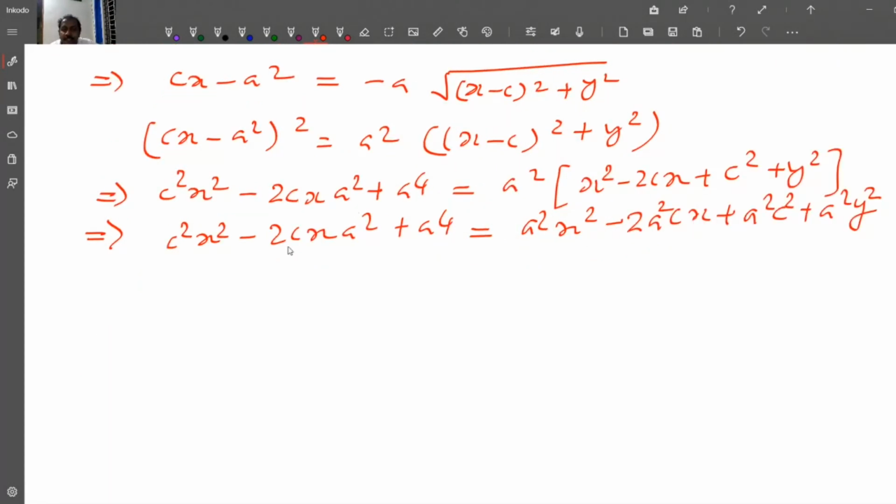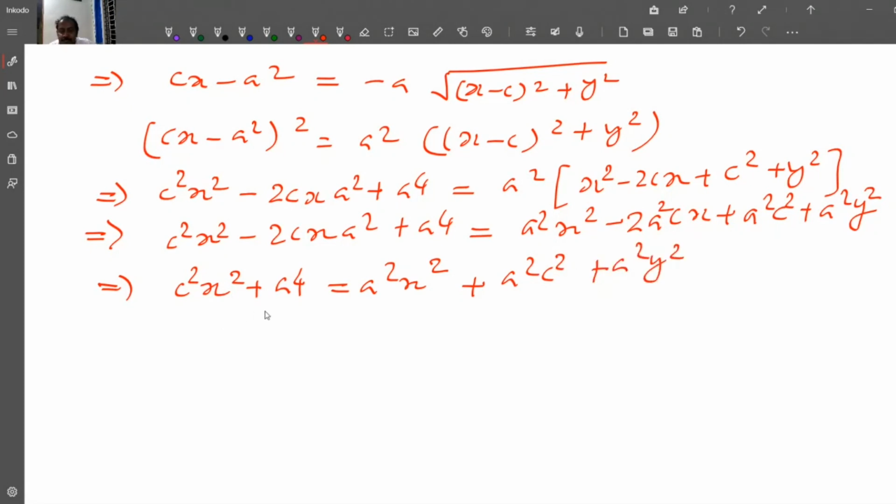So from this you can cancel minus 2cx a square on both sides. So you are getting c square x square plus a raised to 4 is equal to a square x square plus a square c square plus a square y square. Now you rearrange this: you take constants to one side, a raised to 4 minus a square c square is equal to a square x square minus c square x square plus a square y square.